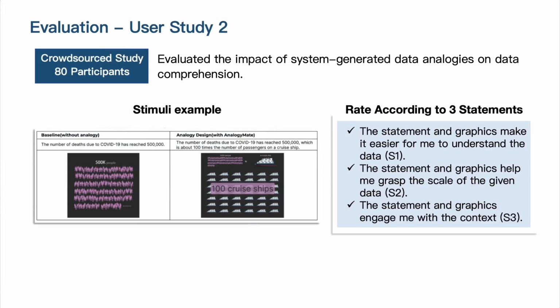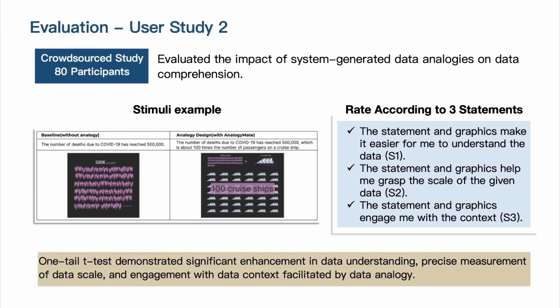The second user study assessed the impact of system-generated data analogies on data comprehension through crowdsourced research. 80 participants rated their understanding, grasp of data scale, and engagement with context for both raw data and data analogy stimuli. Results showed significant improvements in data understanding, precision, and engagement with system-generated data analogies.